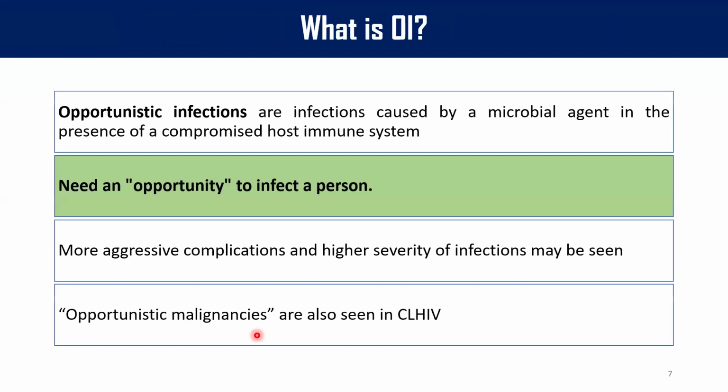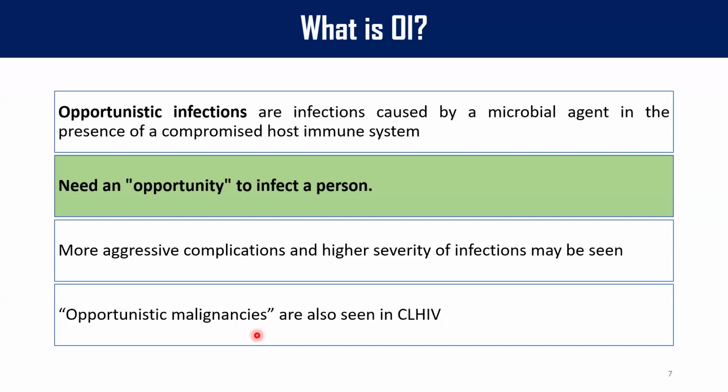So then what is an OI? Opportunistic infections are infections caused by a microbial agent in the presence of a compromised host immune system. So it needs an opportunity to infect a person. That's why it's called opportunistic infection. So it's not that simple. Whatever we are saying is not that simple.